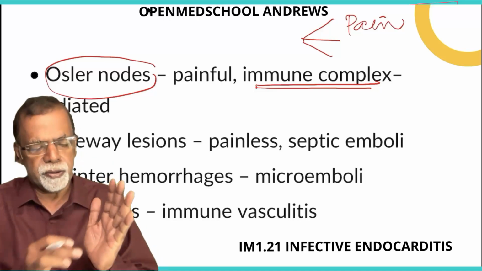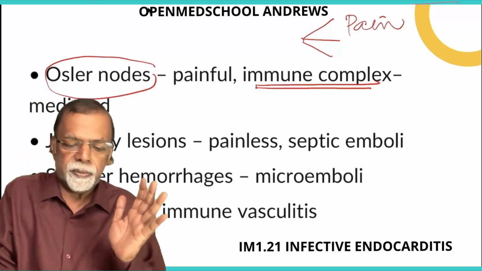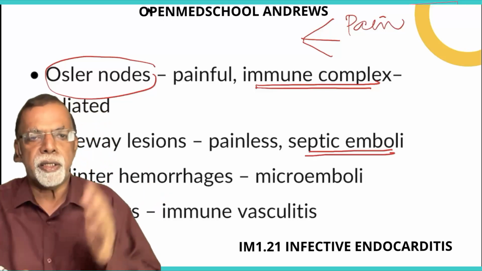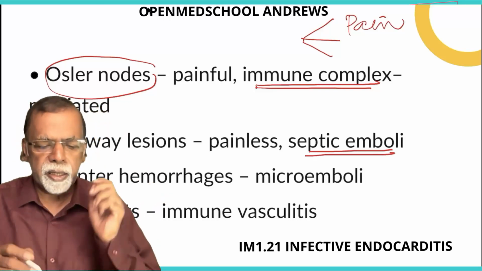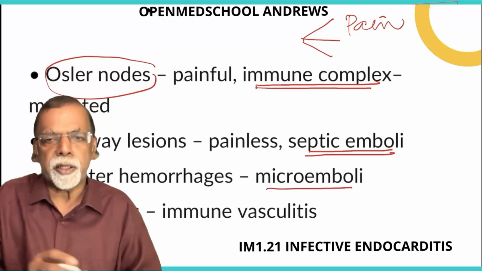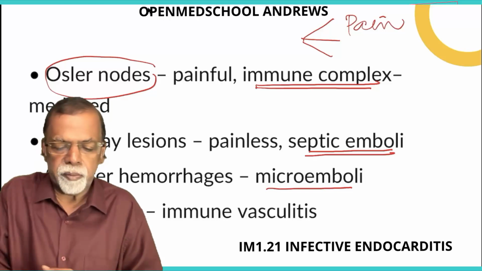Janeway lesions are similar lesions on the hands, but they are painless. They are embolic. So Janeway lesions are embolic and are seen on the hands. Another is splinter hemorrhages, which are again microemboli. Again, Roth spots, they are immune.